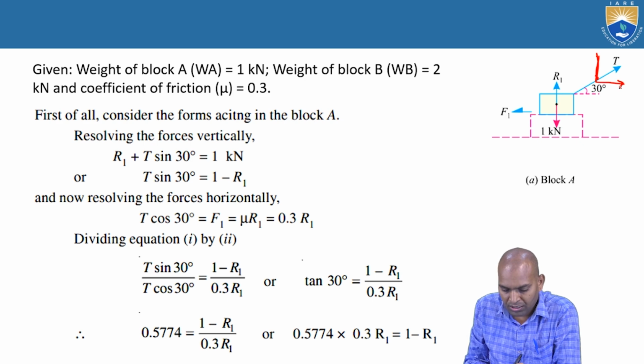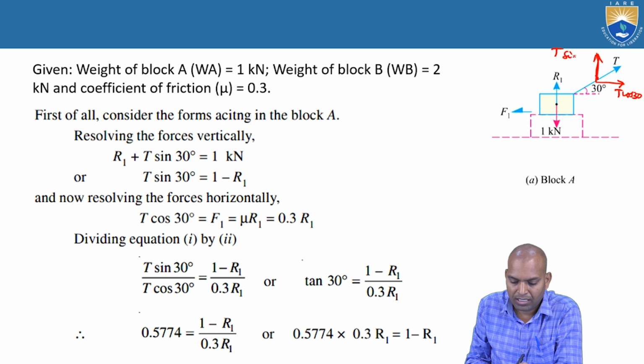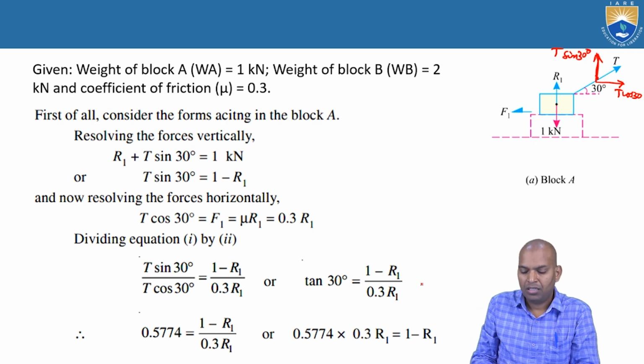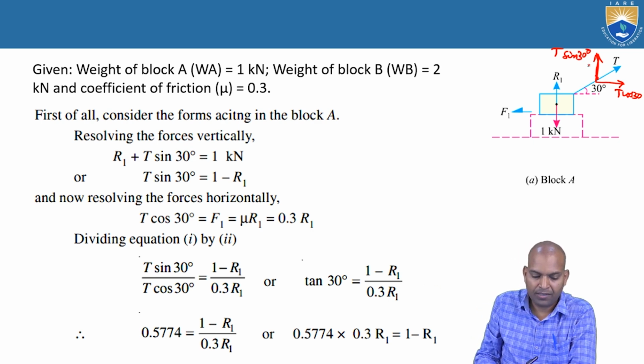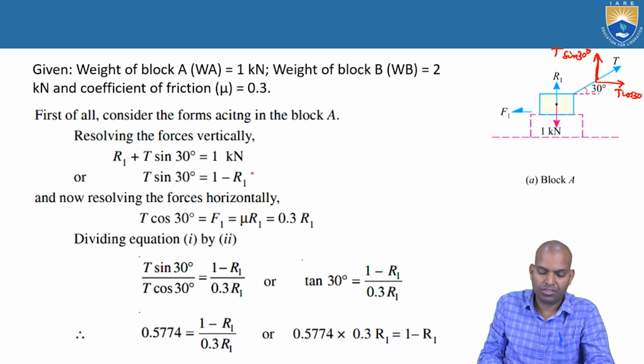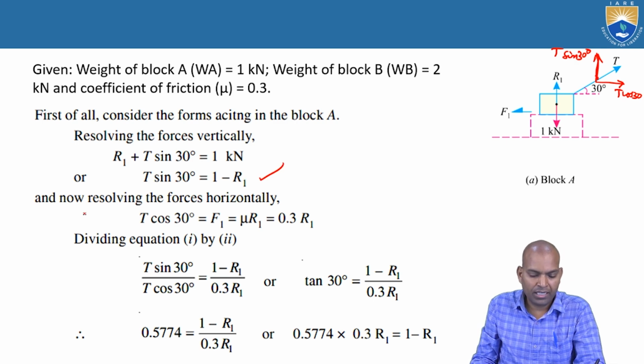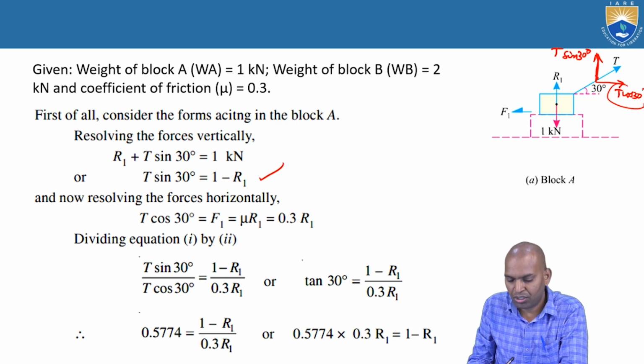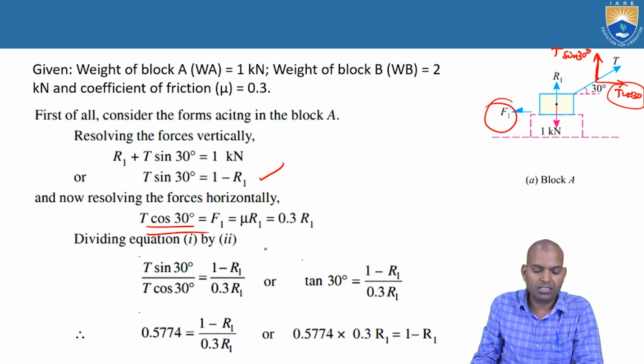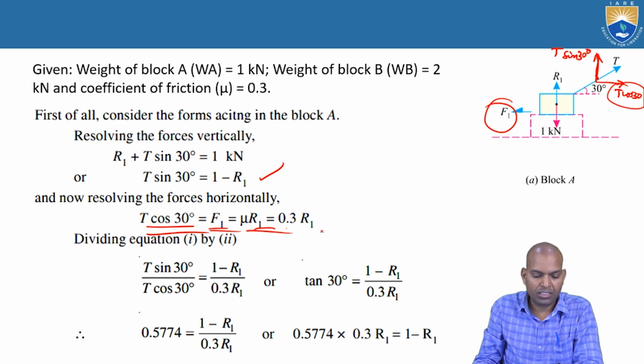Resolve T into horizontal T cos 30 and vertical T sin 30. What is the vertical equilibrium? T sin 30 plus R1 equals 1 kilonewton, 1000 newtons. Now T sin 30 equals 1 minus R1. Again resolve horizontally. The horizontal forces are T cos 30 and F1. T cos 30 equals F1, and F1 equals mu times R1, that is 0.3 times R1.